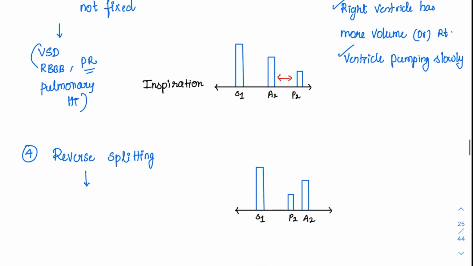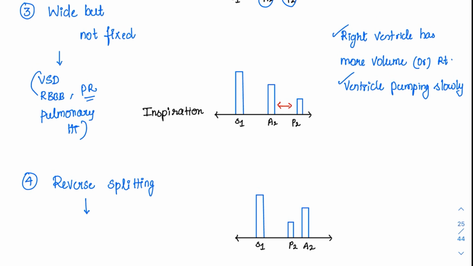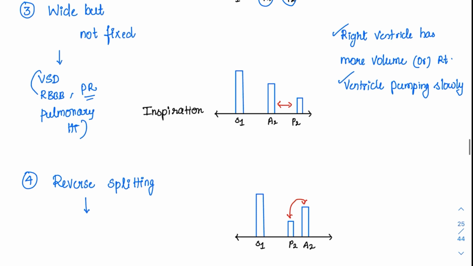Then there is something called reverse splitting. What is reverse splitting? Usually A2 comes first, then P2 comes. Here P2 comes first, then A2 comes. Here it is being reversed. When does this reverse splitting happen? It is just the opposite of this.